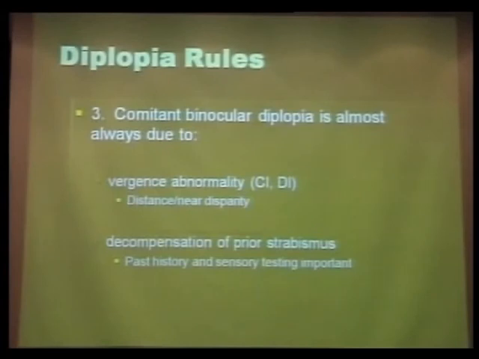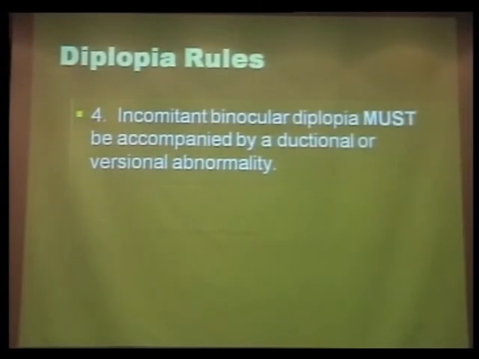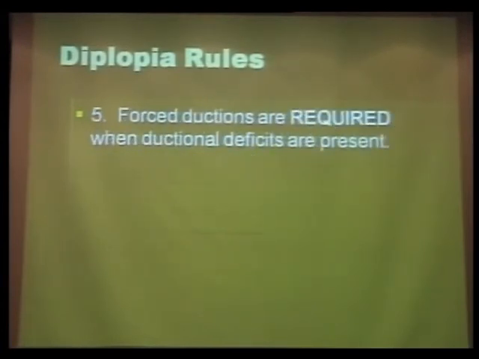The key here is getting a past history, and a big key is, after you have aligned them prismatically so they're diplopia-free, check their stereo acuity and fusion potential. If they're not bifoveating, this is likely a decompensation of a childhood strabismus. Number four, incomitant binocular diplopia must be accompanied by a ductional or versional abnormality. There's no other way for the deviation to be different in different positions of gaze. It might be subtle, but it's got to be there. If you see an obvious ductional deficit, you've got to do a forced duction, because this is the point at which you have to know if the problem is restrictive or paretic.